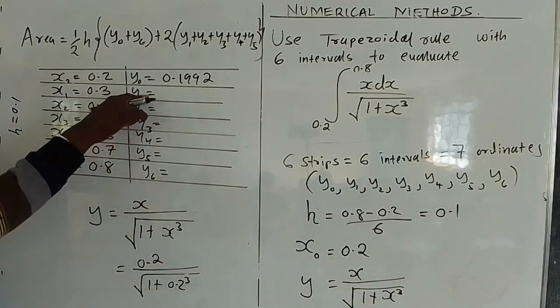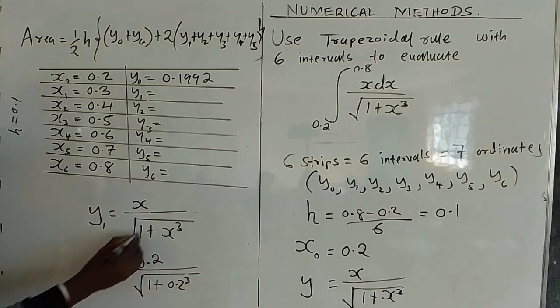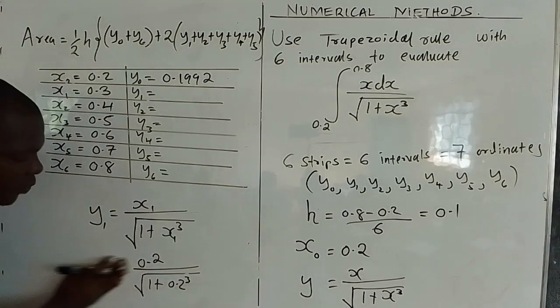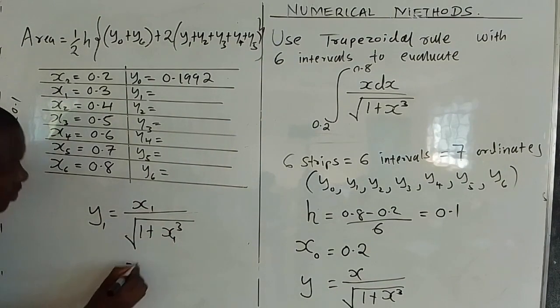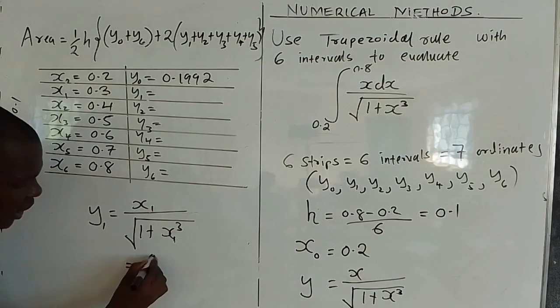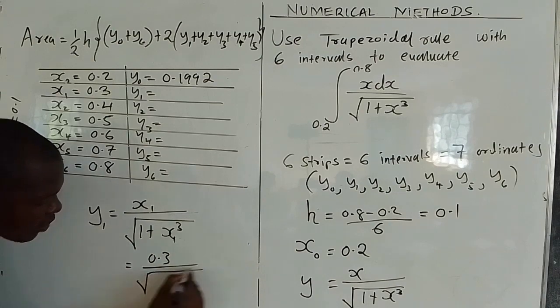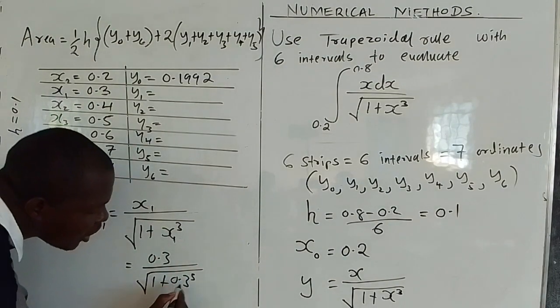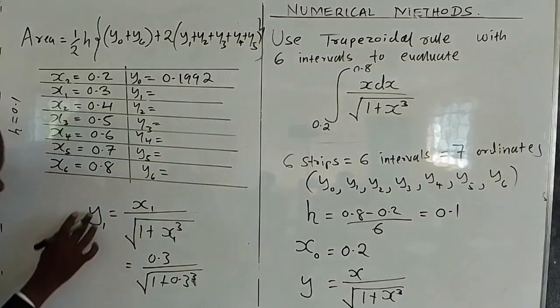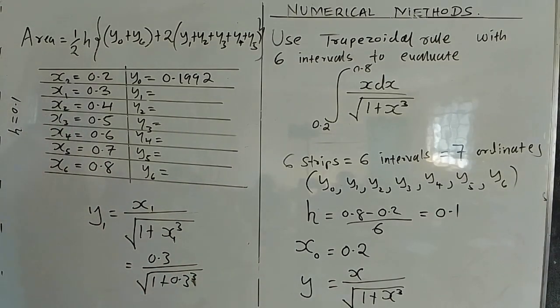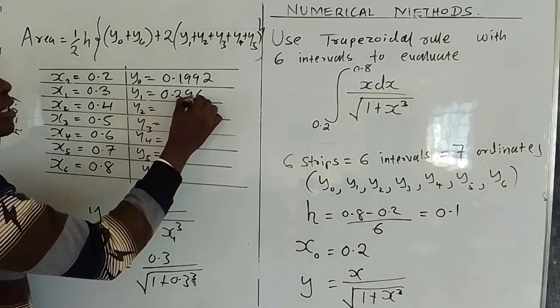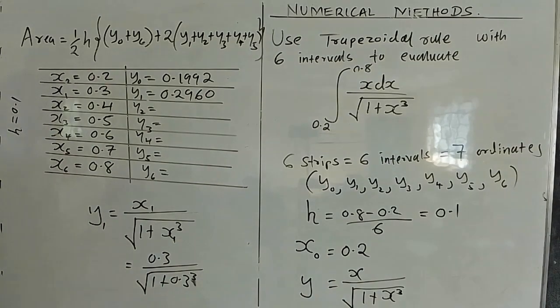We want y1, isn't it? So when you put here y1 where there is x, you also put x1. So we'll have x1, which is 0.3 over square root of 1 plus x1 cubed, 0.3, 0.3 cubed. What do you get to be the answer for y1? 0.2960. 0.2960, isn't it? Are we together?